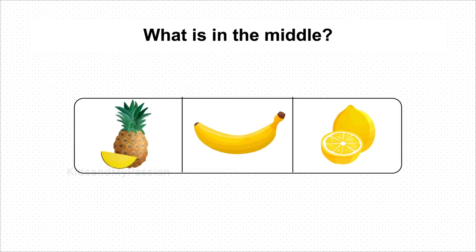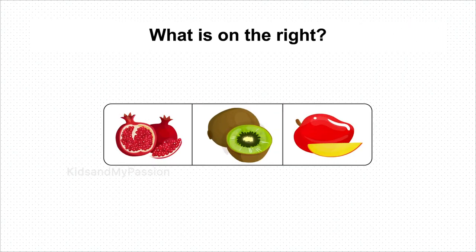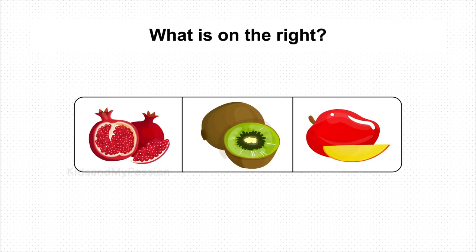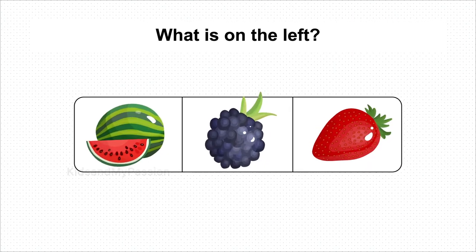Kids, now let's learn about the positions. What is in the middle? Yes, it's banana. What is on the right? Yes, it's apple. What is on the left? Yes, it's watermelon.